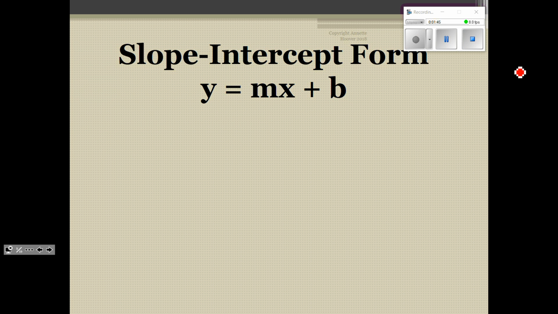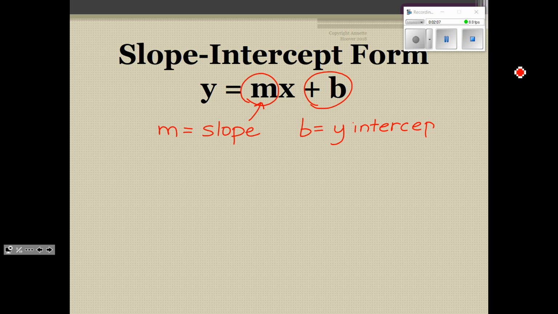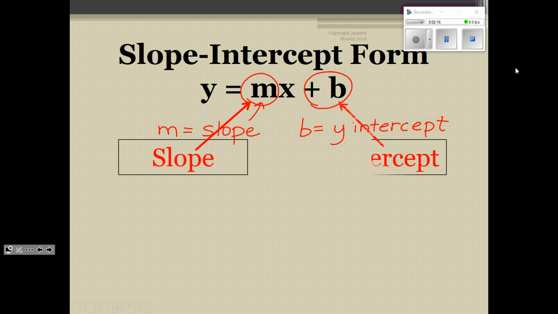Here is the slope-intercept form. It has two letters other than the x and y, and that is an m and a b. The m always stands for the slope of the line, so you're always going to find the slope right in front of the x term, and the b stands for the y-intercept. This is where we get the name slope-intercept form, because it contains both the slope and the y-intercept. And if you know both of these, you should be able to graph a linear function.